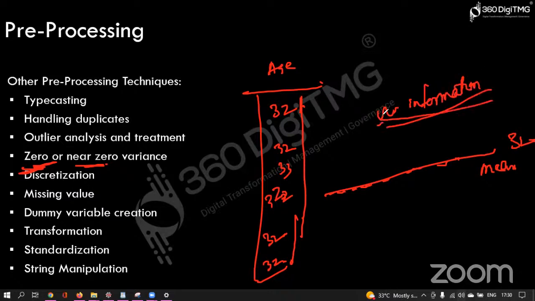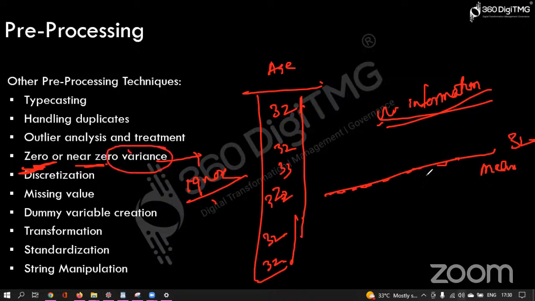When there is no information, why do we need to use that particular data? So what we'll be doing? We'll simply ignore that feature. If it is not giving any information, in that case, why do we need that? So we'll simply ignore that feature, or we can simply drop that feature.